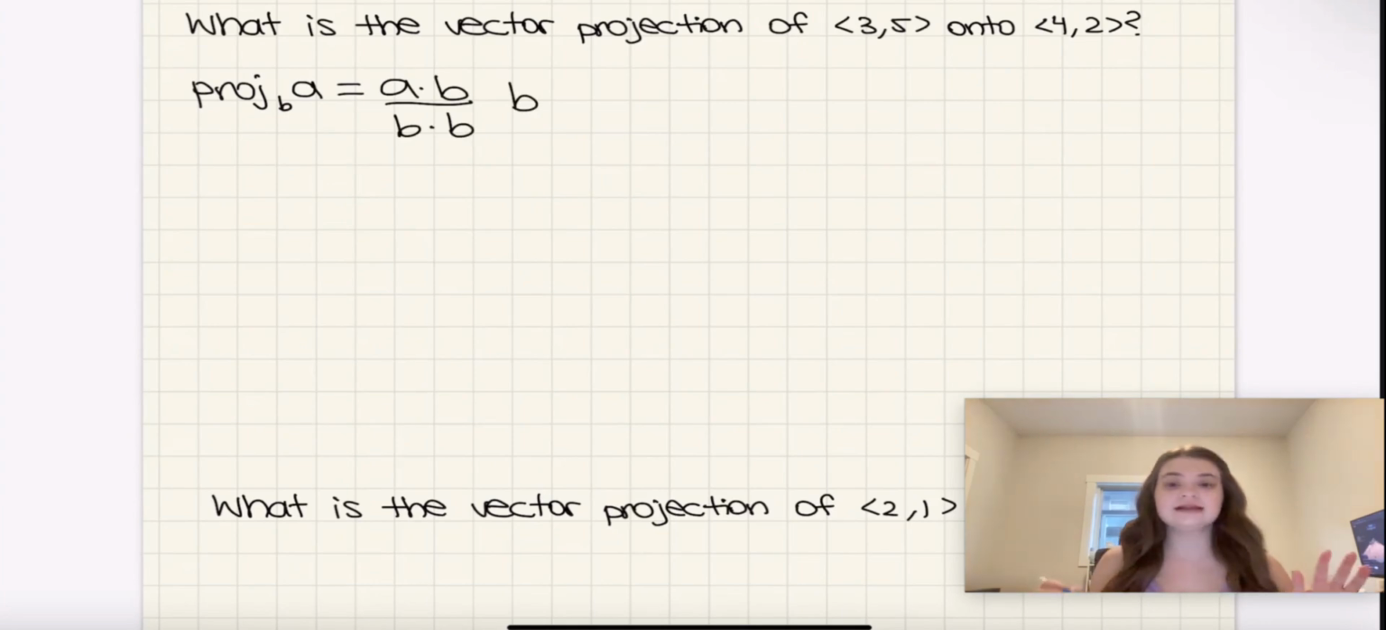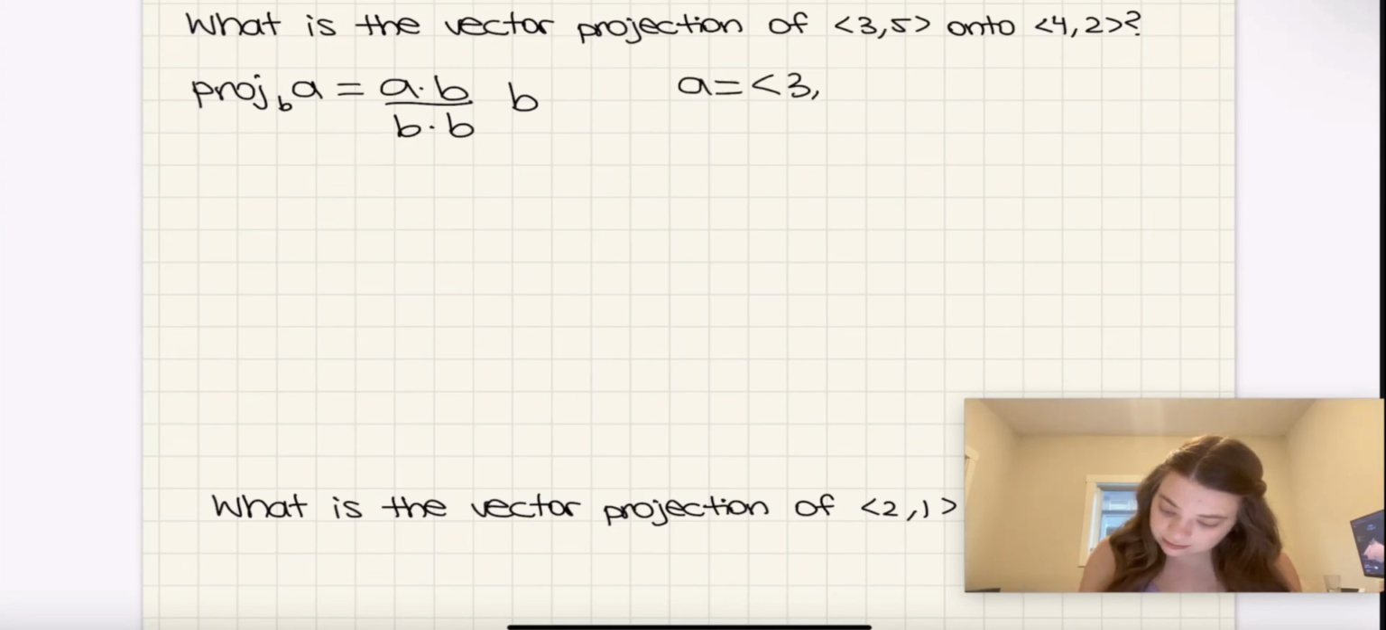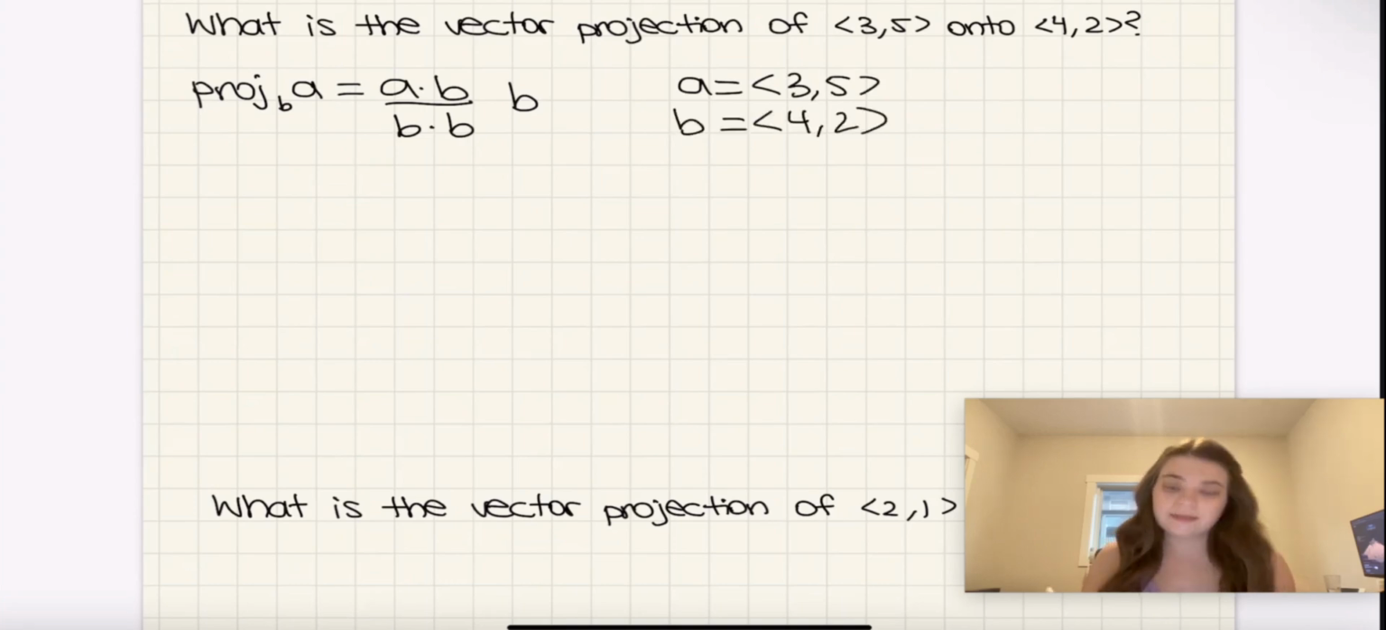Okay, so in this case, we want to find the projection of (3, 5) onto (4, 2). So therefore, we're going to let A be (3, 5), and B is going to be (4, 2). And something I want to make clear is that we can't just switch these around. We can't just have A be (4, 2) and B be (3, 5), because then this would find the projection of (4, 2) onto (3, 5), and that's not what the question wants. The question specifically wants the projection of (3, 5) onto (4, 2) in that order.